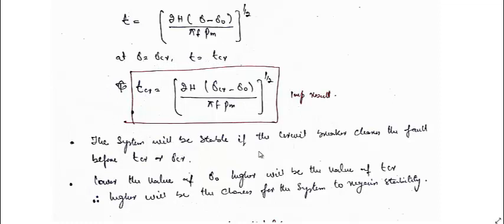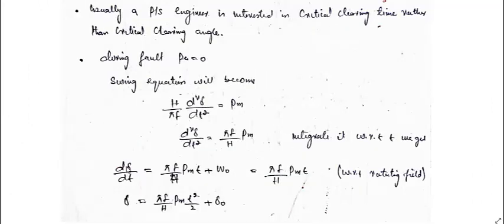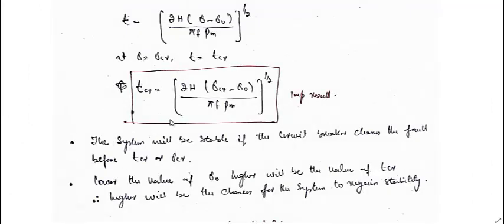So the system will be stable if the circuit breaker clears the fault before TCr or delta Cr. So the circuit breaker has to clear the fault before this. If it does not, let us say it clears at this point, then this accelerating area will become more, and there is not enough decelerating area which is equal to this area. So in that case, it will lose the synchronism. So we have the value of the TCr.